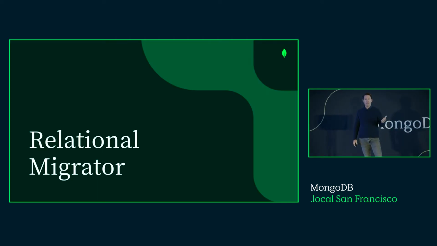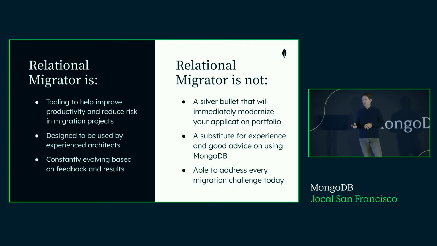All right, how do we use Relational Migrator? The first thing you should know about Relational Migrator is, it is a tool that's going to help smooth out the process of migrating. It is designed to be used by experienced architects who understand what the structure of the data is looking like. It's evolving. We're still building it. We introduced it at MongoDB World 22, and we're still adding new functionality to it based on your feedback.